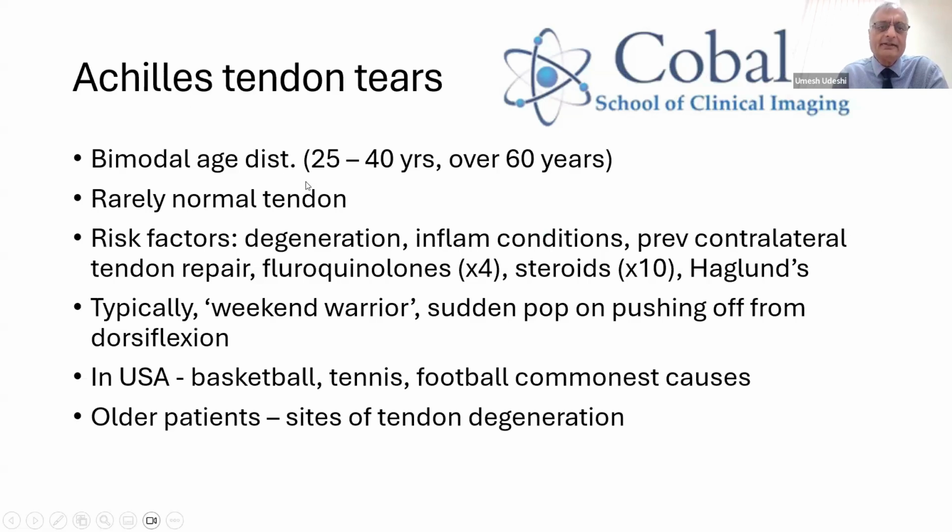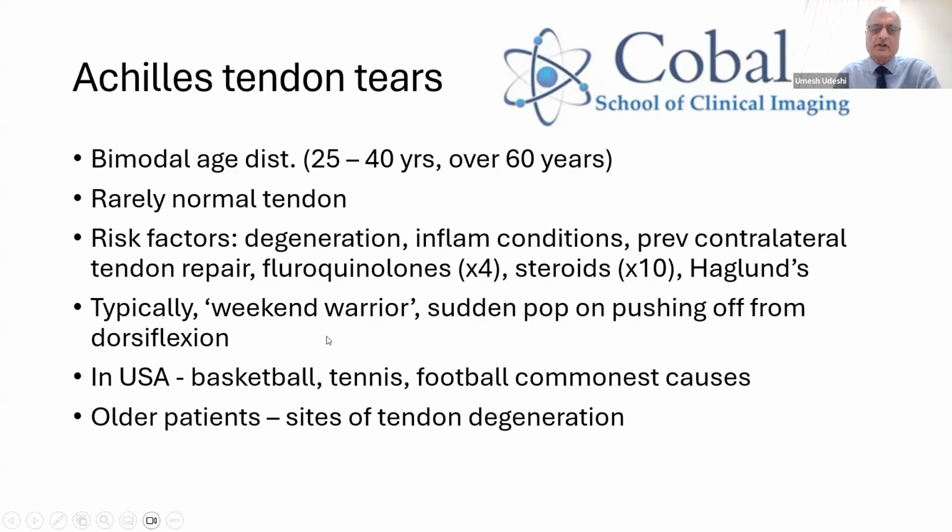An Achilles tendon tear has a bimodal age distribution. They occur in 25 to 40-year-olds, and the second group is over 60-year-olds. The underlying tendon is rarely normal in patients with a tear, so it has probably had some chronic tendinopathy, and then the weakened tendon tears. The risk factors are degeneration, inflammatory conditions, previous contralateral tendon repair, so the other side, patients on fluoroquinolones, patients on steroids, and if there's a Haglund's deformity.